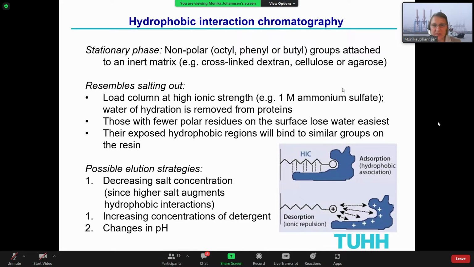Okay, so coming back to the hydrophobic interaction chromatography, the principle is a bit like the salting in, salting out, which we saw at the beginning today.